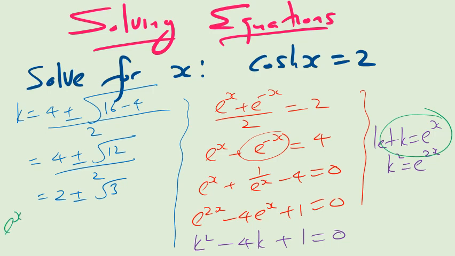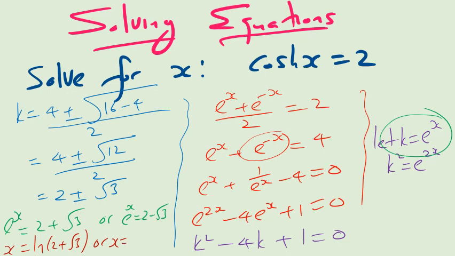So we got e to the x equals 2 plus root 3, or e to the x equals 2 minus root 3. And how do we solve for x? We take ln on both sides and we are home. So x turns out to be ln of 2 plus root 3, or x is equal to ln of 2 minus root 3. Write neatly. You want to lay your work out properly. This is really bad, but I'm using this just to teach you, so follow this very carefully. Don't rush through it. Make sure you understand this before you move on to the next problem.